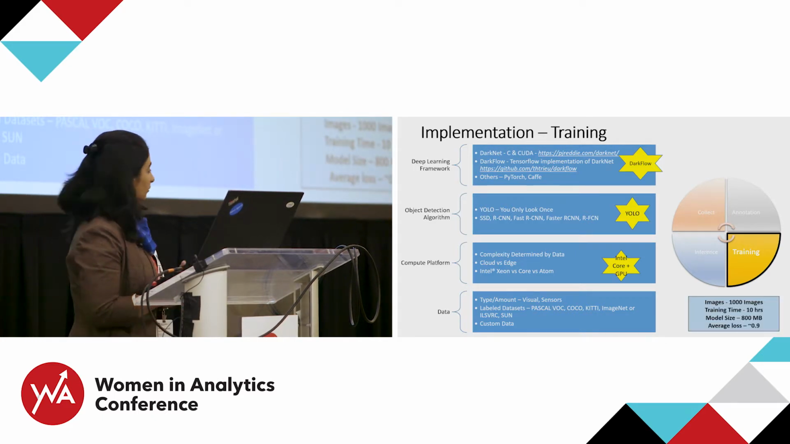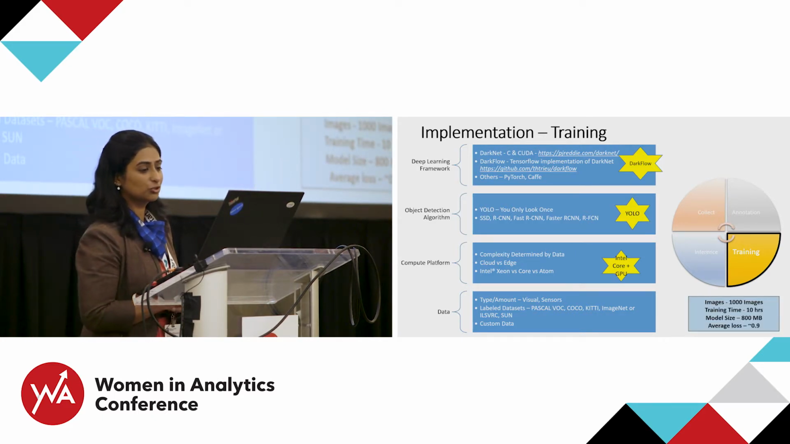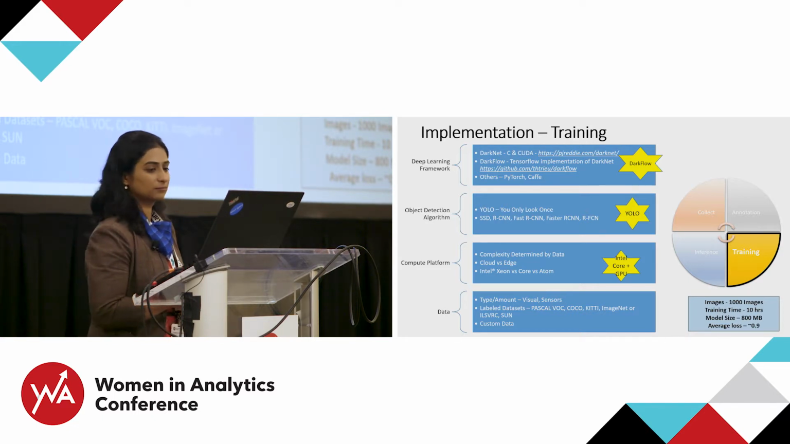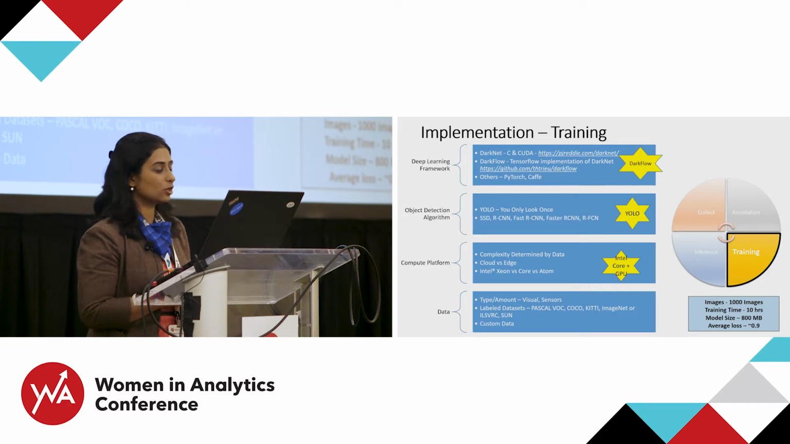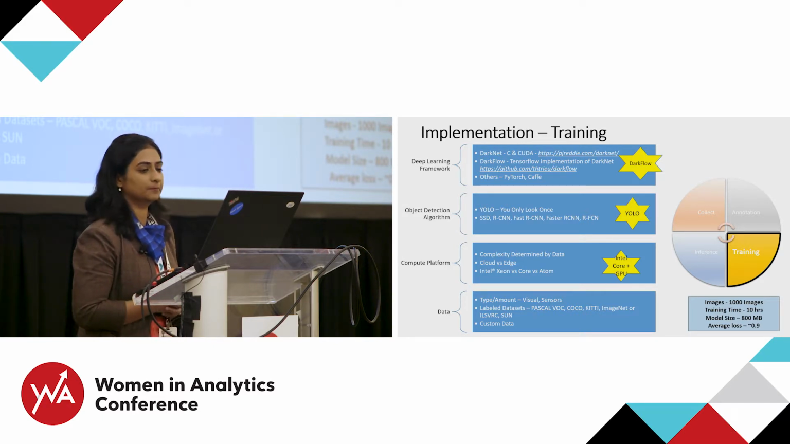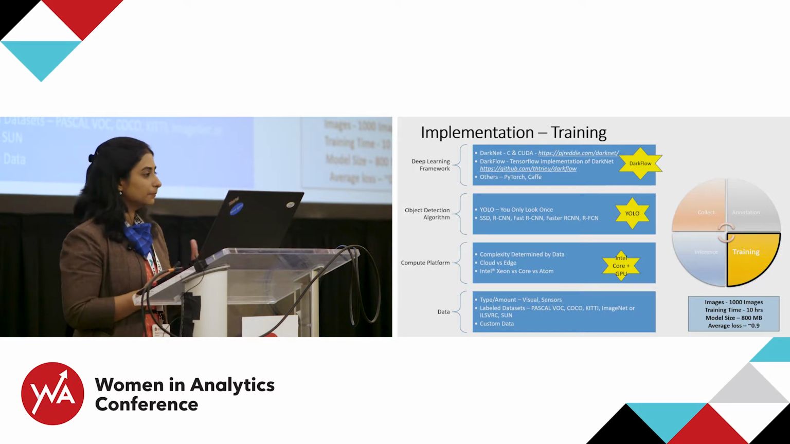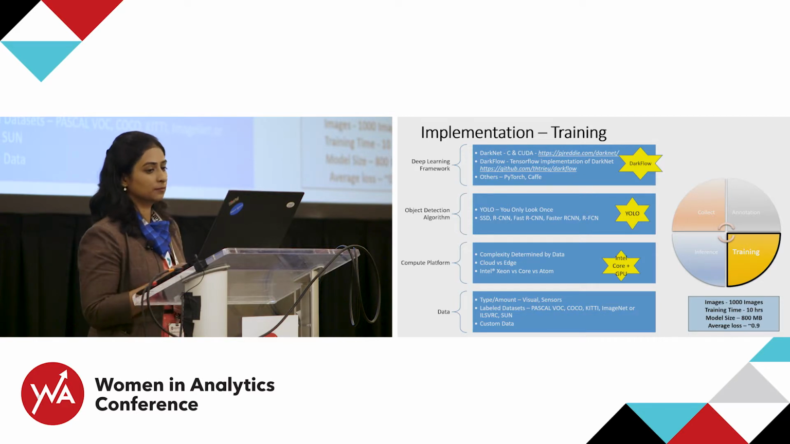So for around 1,000 images, it took me 10 hours to train. The model weight was around 800 MB. I stopped training once I reached an average loss of less than 0.9. So the lower the average loss, the better the performance of the model is.